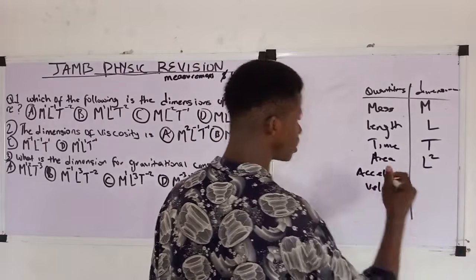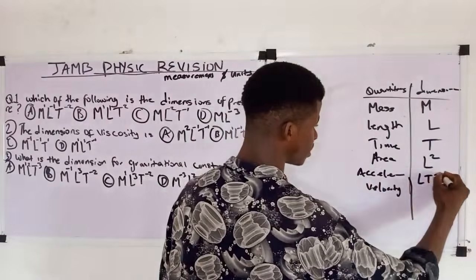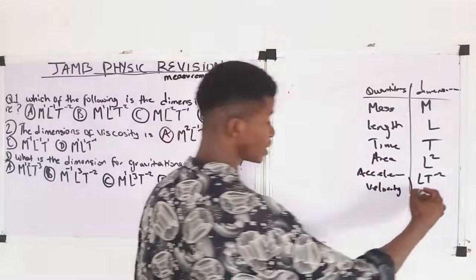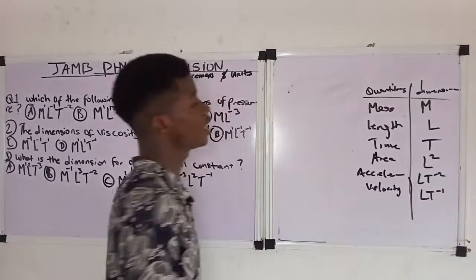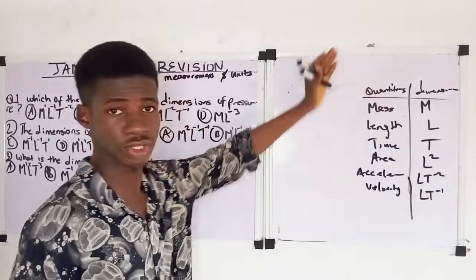Then for acceleration, the dimension is LT raised to -2. And for velocity, it is LT raised to -1. So I think these are the basic things you need to know.